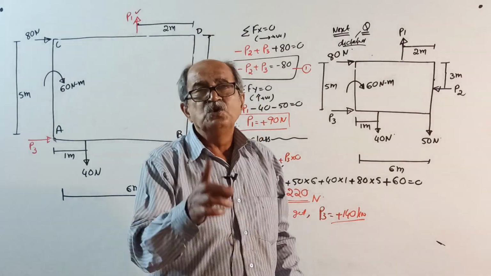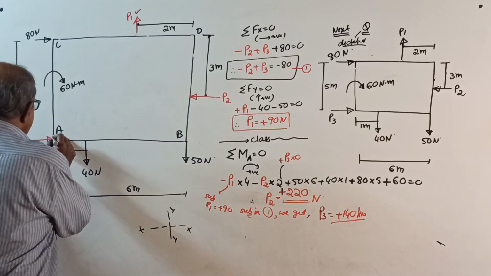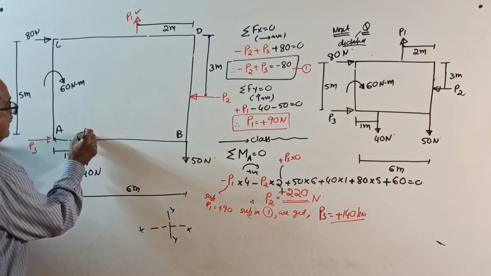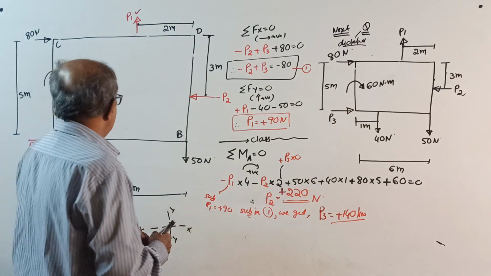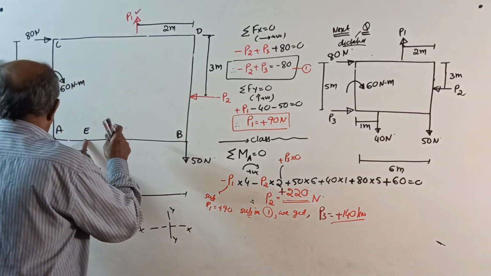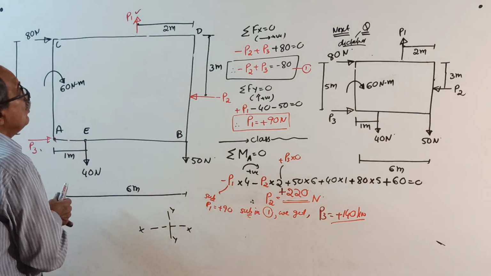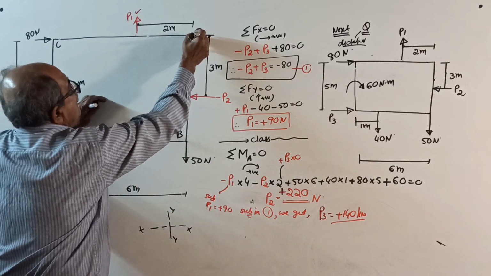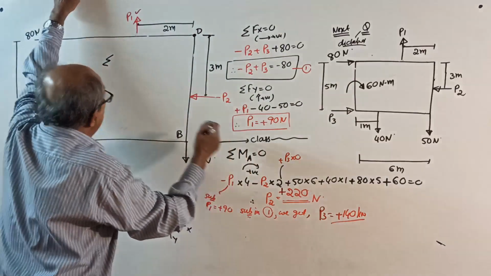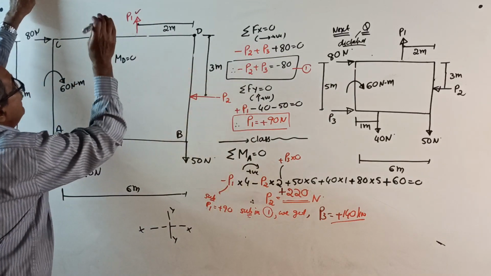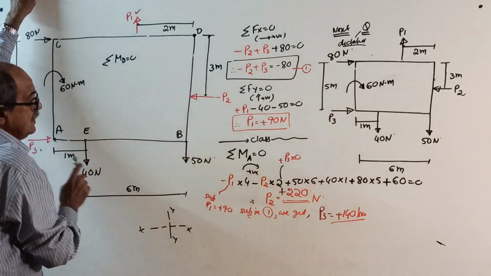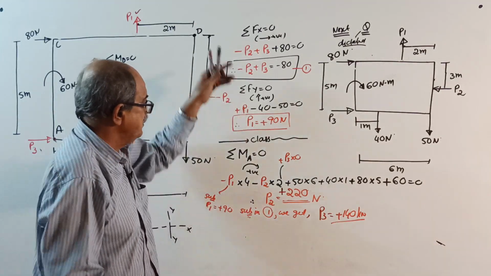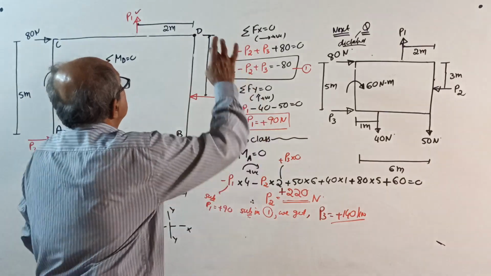Now, those who are serious, instead of taking moment about A, you can take moment about some other point. For example, this point E. If you take moment about E, P3 into 0 also comes there. Or take moment about D instead of A. Then P1, P2, P3 all will come, and you have to solve simultaneous equations. But one thing you can do, I'll tell you what happens now.